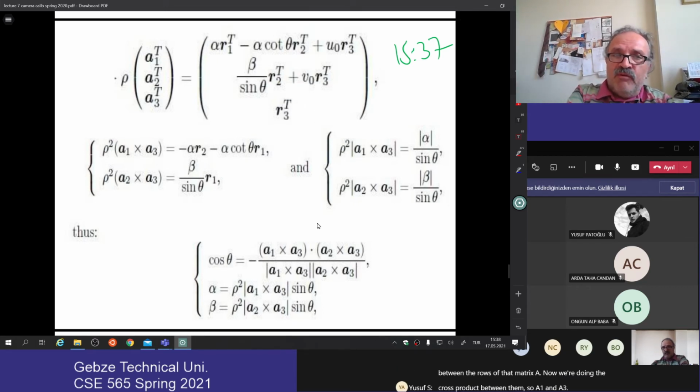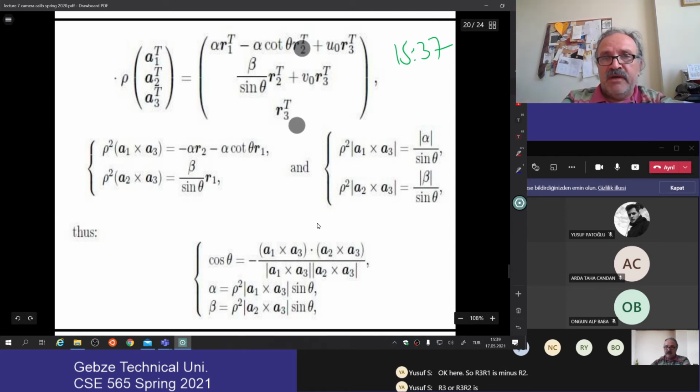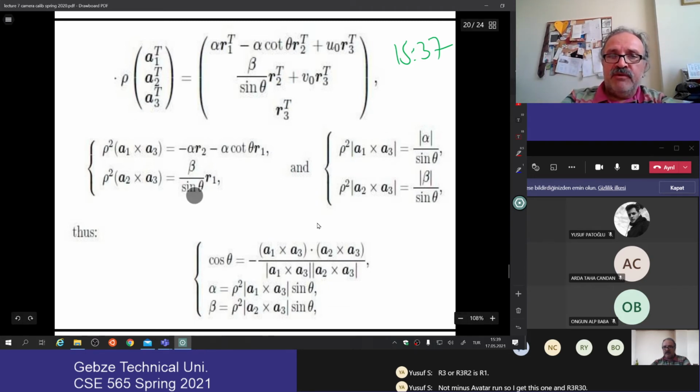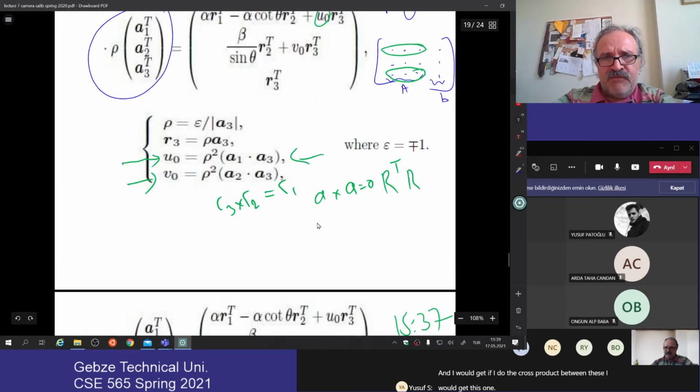Okay, remember we always have this row square, but we know the absolute value of the row square is no problem. If I multiply these two, I would get minus alpha times R2. So R3 cross R1 is minus R2. R3 cross R2 is R1, not minus R1, but R1. So I get this one. And R3 cross R3 is 0. And if I do the cross product between these, I would get this one. So it looks like I get nice stuff from this one.